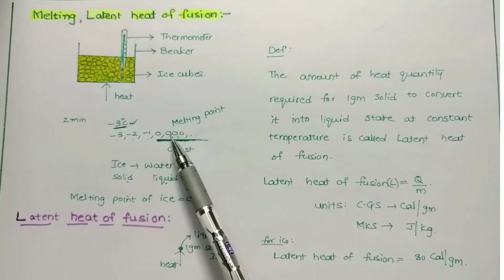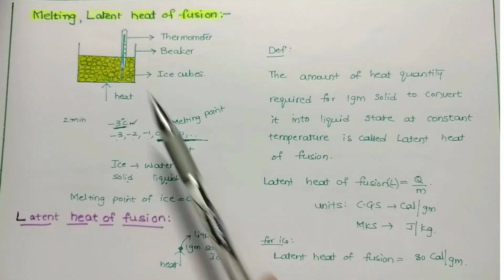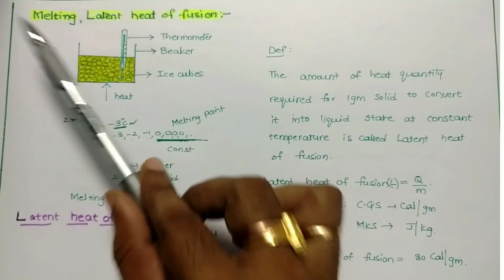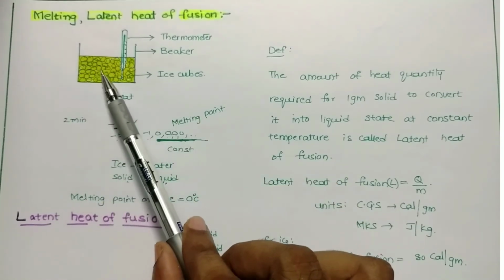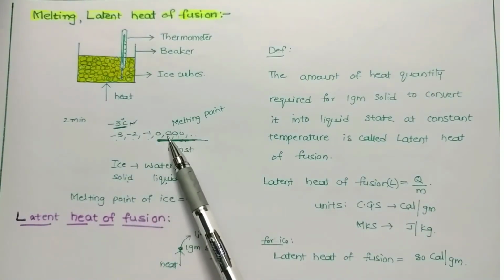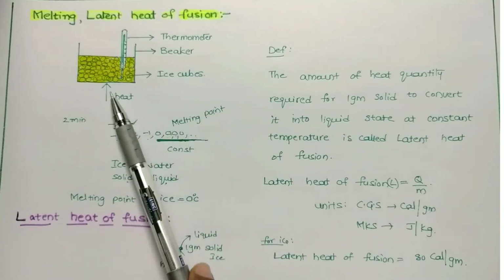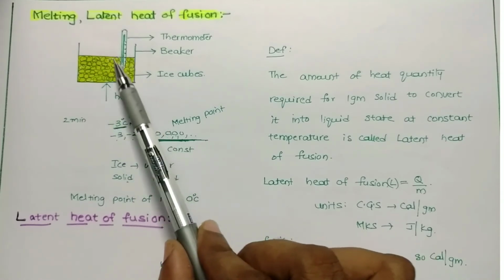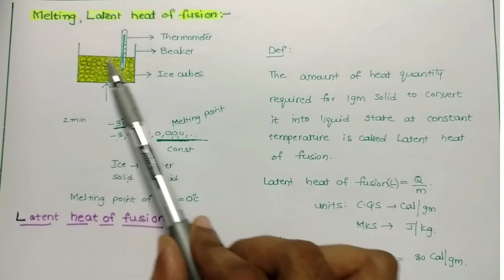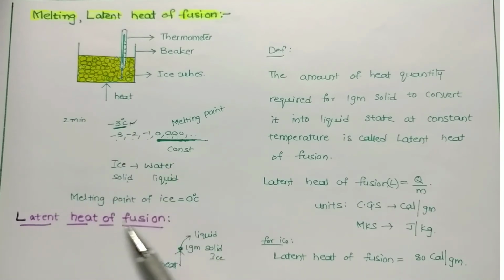When the temperature becomes 0 degrees centigrade, the ice cubes start melting and the temperature remains constant, and this process is called melting, and this constant temperature is called melting point. That means melting is the process of conversion of solid state to liquid state, and the constant temperature at which the solid substance converts into liquid state is called melting point. Even though we are supplying heat energy to the ice cubes, the temperature in the thermometer does not increase. Why? Because the heat energy is utilized by the ice cubes to convert them into water. So that heat energy is called latent heat of fusion.